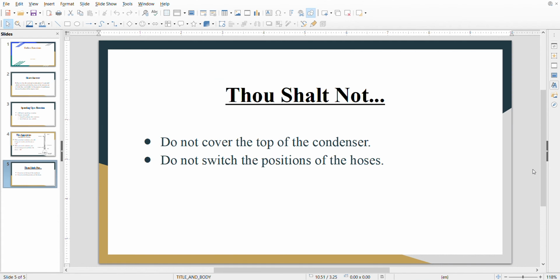Now here are the thou shalt nots of refluxing. Firstly, do not cover the top of the condenser. If you do this, pressure could build up and the whole thing could burst. Do not switch the positions of the hoses. If you do this, the condenser won't fill up all the way, and you won't get as great a cooling effect. And thirdly, and I don't have this here, do not do this outside of the hood.